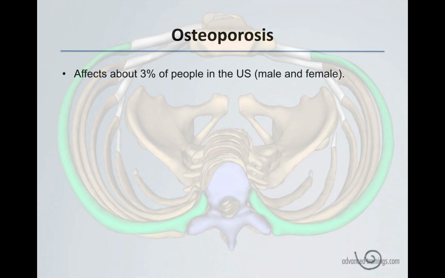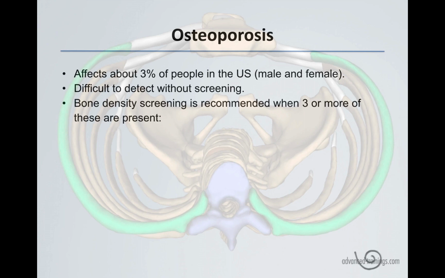So it's good to know that it affects about 3% of people in the U.S. It affects both men and women. It's hard to detect without being screened. Sometimes the first time someone knows about it is when they accidentally break a bone. So it's a great idea to be on the lookout for these screening signs, and screening is recommended when you see 3 or more of these 5 things.